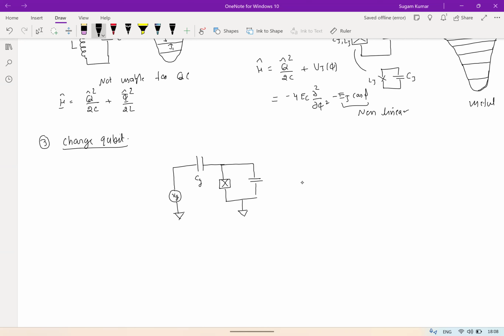We discussed that when you apply some voltage, some charge is induced on this plate, and this charge we call Ng, and this Ng equals Cg Vg divided by 2e. So this is the induced charge, and this induced charge is going to shift the potential energy.